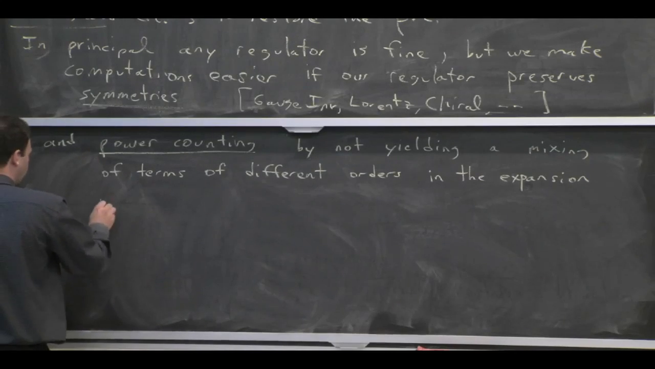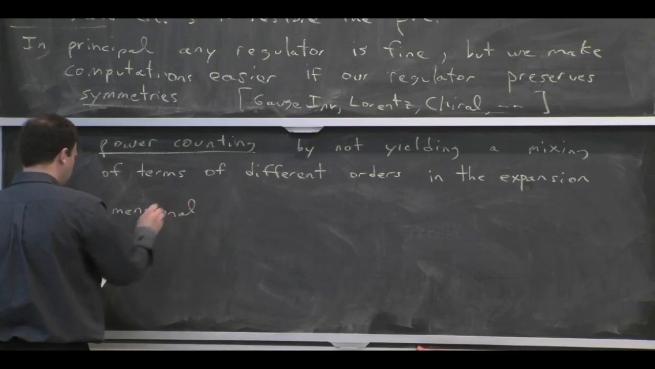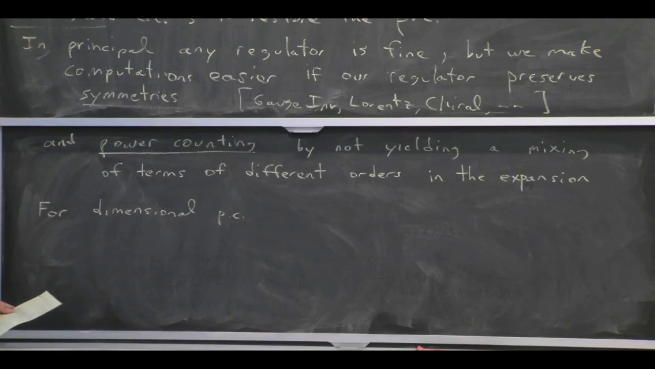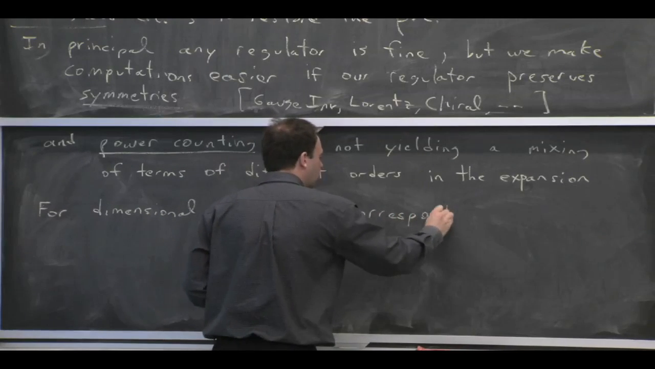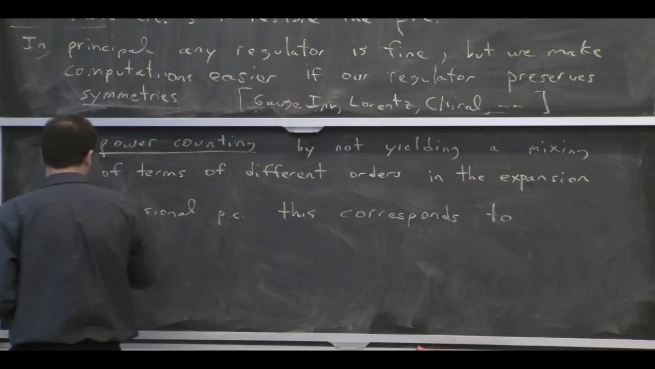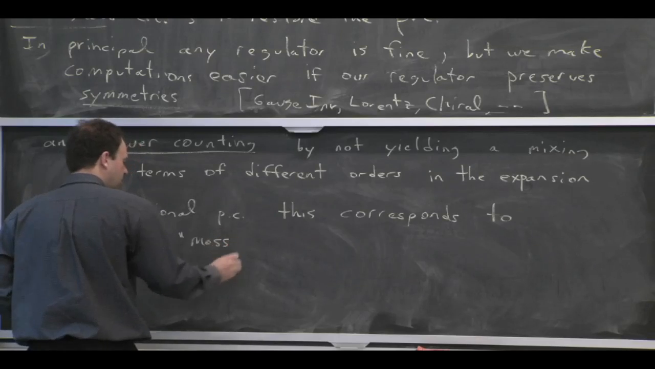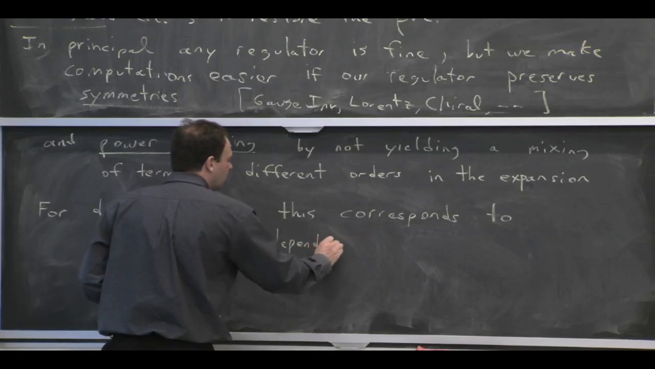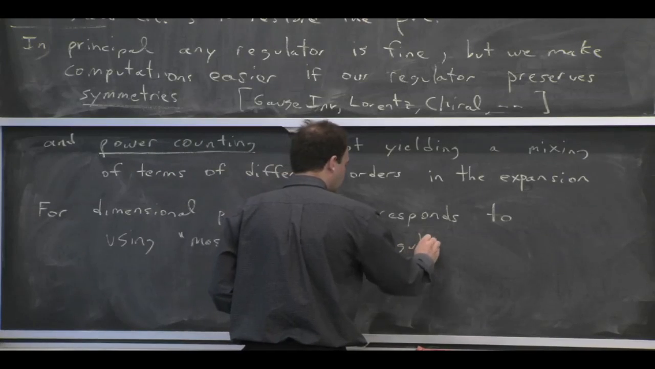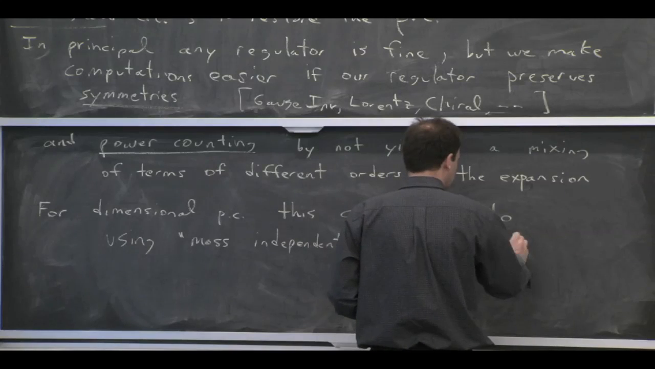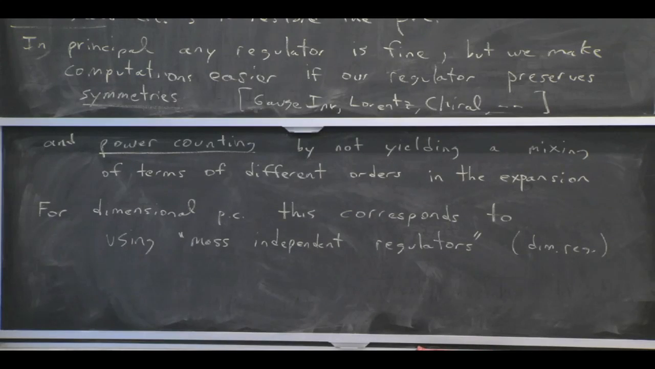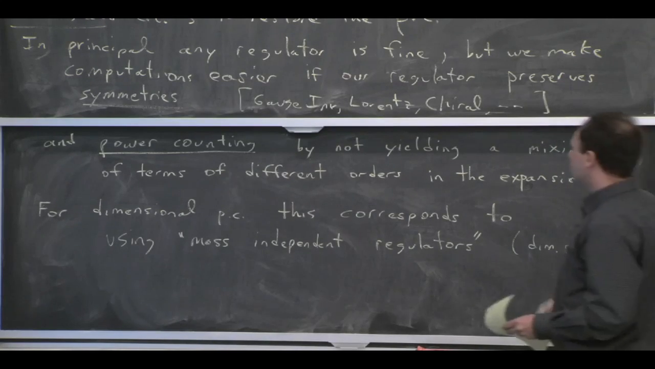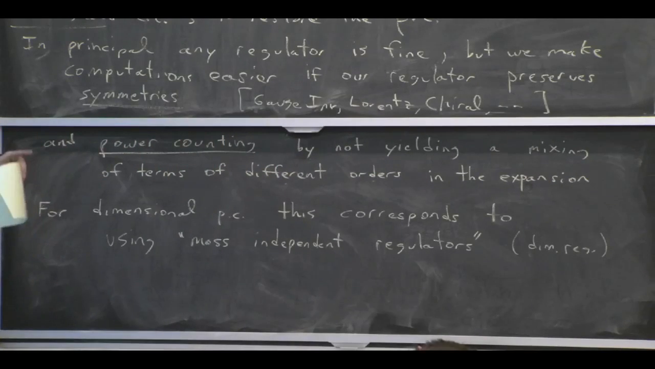This is true irrespective of what the power counting is in. This is a general statement. In the context of what we've been talking about, which is dimensional power counting, there's a particular phrase that goes along with this. And that is that we talk about using a mass-independent regulator, like dim-reg. If you like, it has a mass scale, mu, but it's put in softly in a way that doesn't mess up power counting. We call that using a mass-independent regulator. So we want to avoid having different orders in the expansion mix up with each other.